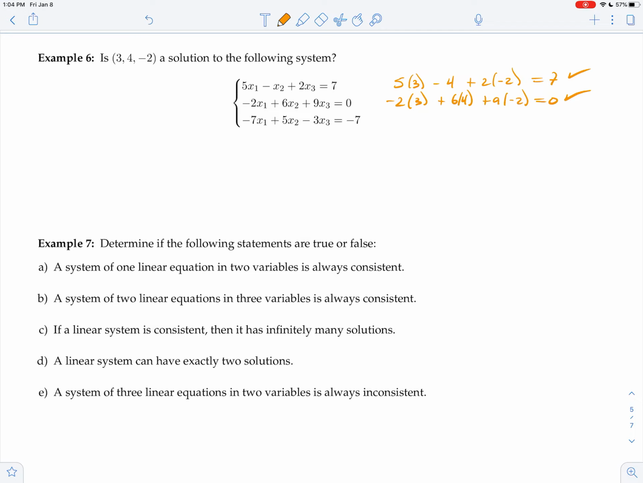For the final equation, you plug it in and you get minus 7 times 3 plus 5 times 4, and then we get minus 3 times minus 2. We're supposed to get negative 7, and we don't, right? Let's check it and see. You get minus 21 plus 20 is minus 1, plus 6, because minus 3 times minus 2 is plus 6. You actually end up with 7. So you have 7 equals negative 7. That's bad. So the answer is no. This is not a solution.